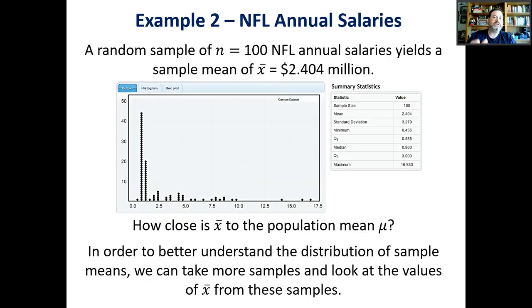So here's a random sample of 100 NFL annual salaries, and you can see that StatKey tells us the sample mean is $2.404 million right here. There's your mean, and you can see the standard deviation, and you can see all this stuff. How close is X bar to the population mean? So before we go any further, just think about what the question is asking, because this is what all of Chapter 3 and 4 deal with, is stuff like this.